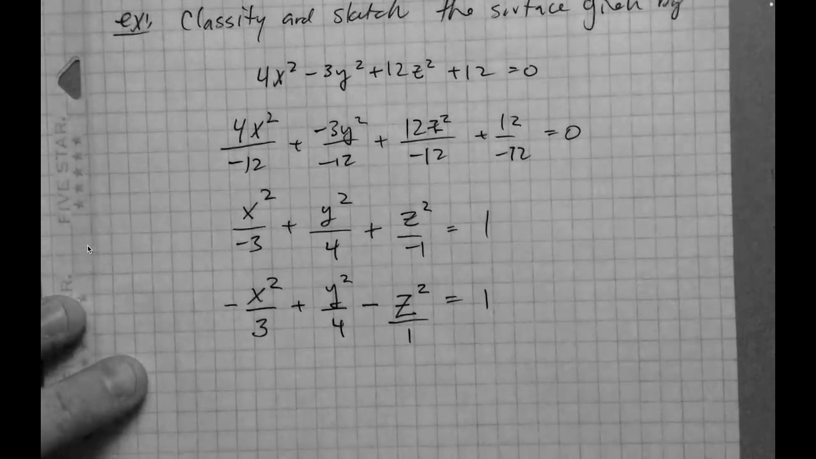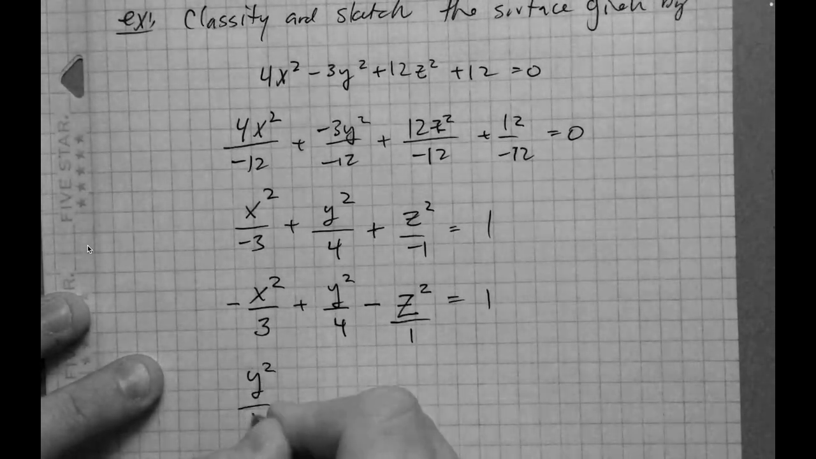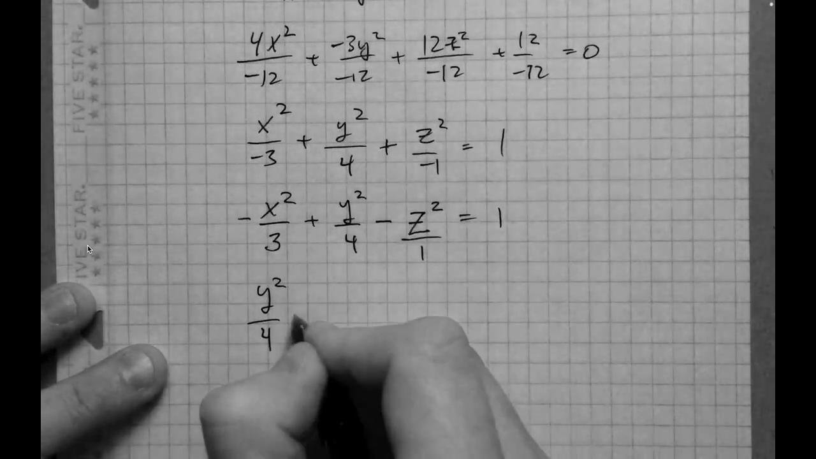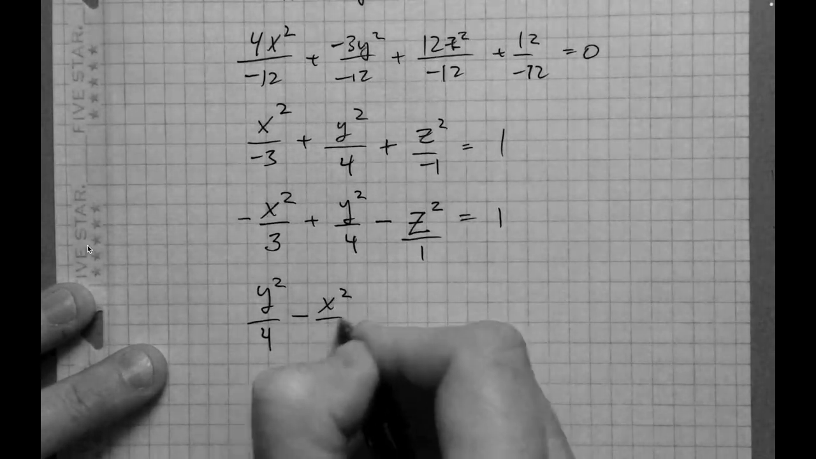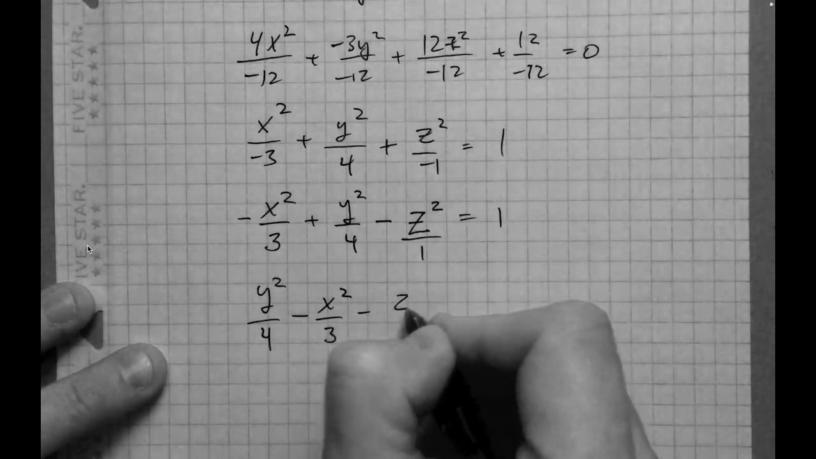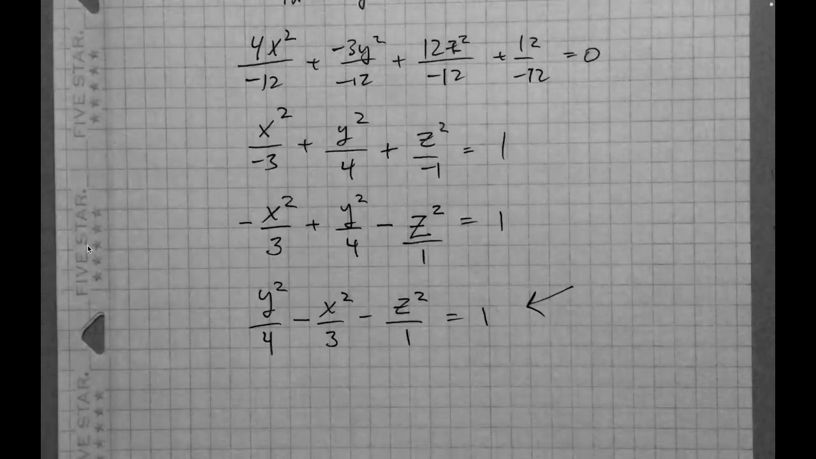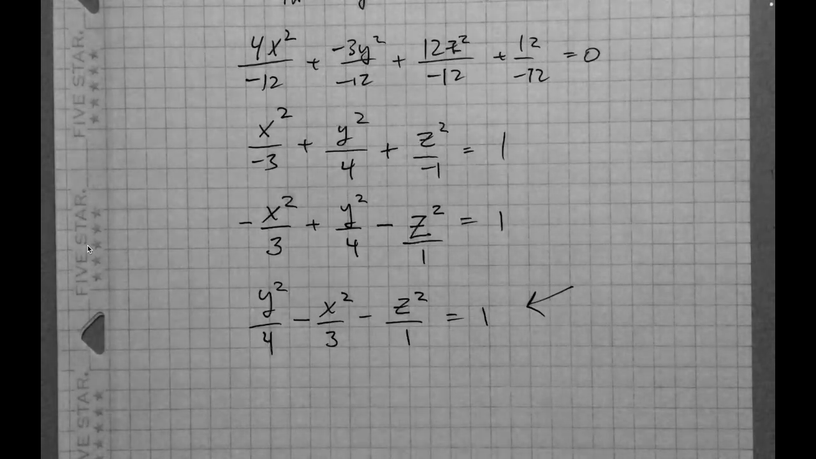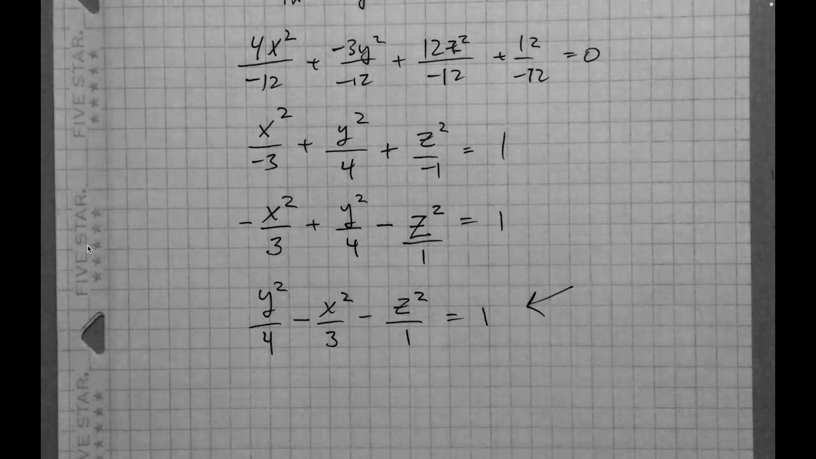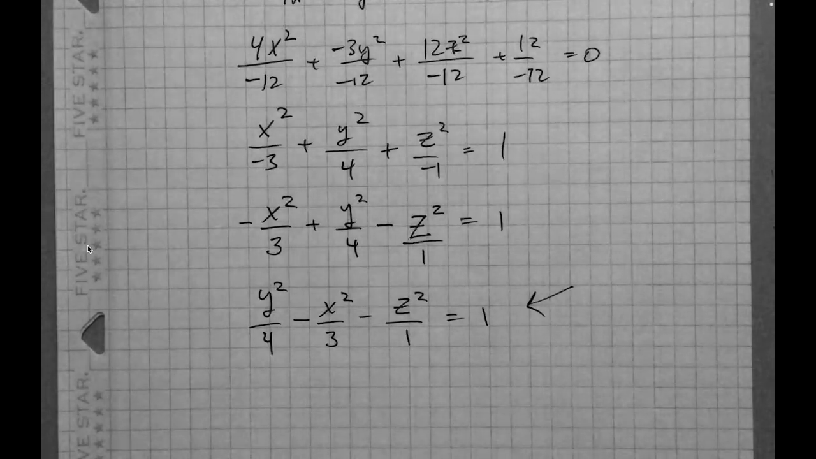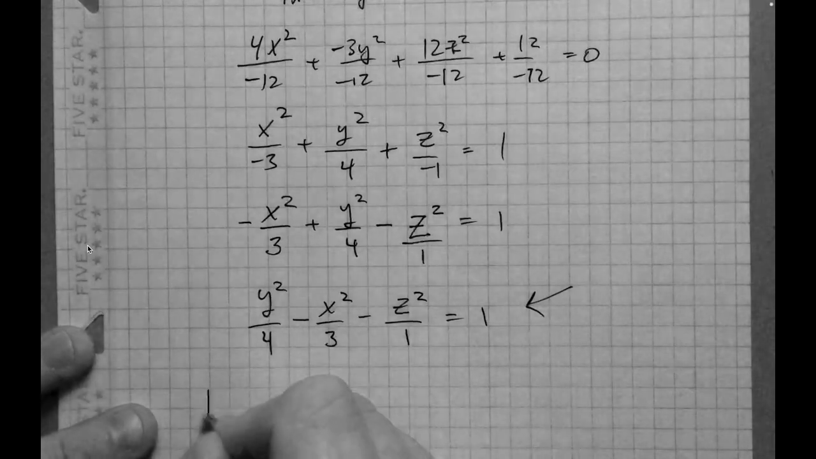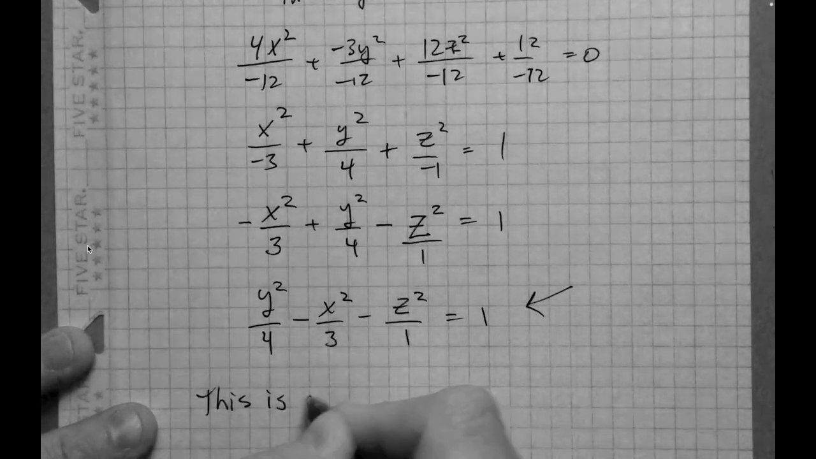And so this would probably be best written as y squared over 4 minus x squared over 3 minus z squared over 1 equals 1. And now what does this equation look like? What does this one look like? So this is a hyperboloid of 2 sheets. You can just kind of reference your notes on this, and you'll recall this is of the form.